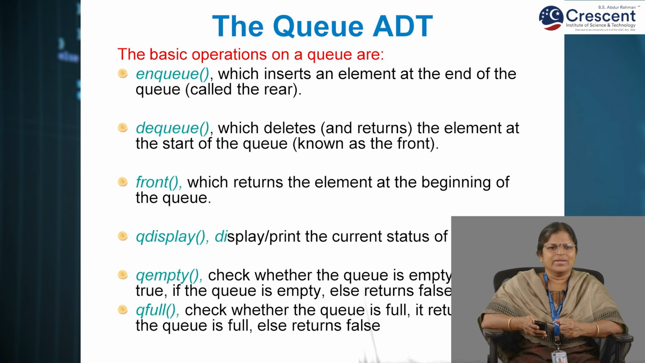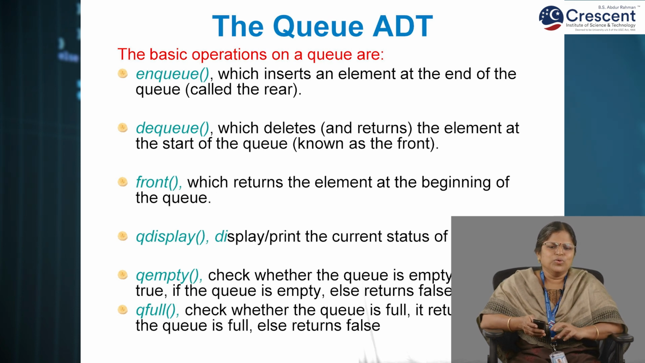Here the inserting operation has a specific name, called NQ. So NQ is nothing but inserting, right? With respect to the queue ADT, you call it NQ. The NQ operation is used for inserting data at the end of the queue, whereas DQ is deleting data from the front. Then front returns the front data from the queue, whereas queue display displays the current queue status. Queue empty checks whether the queue is empty or not, and queue full checks whether the queue is full or not.